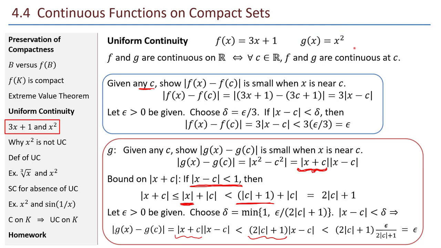What's the difference? The big difference is this. In the first example with f, when I chose my delta, it depended only on epsilon and it did not depend on c. This delta worked for an epsilon for any c. But look at the case down below in g. In g, when I chose my delta, that delta depended on epsilon and it also depended on c.